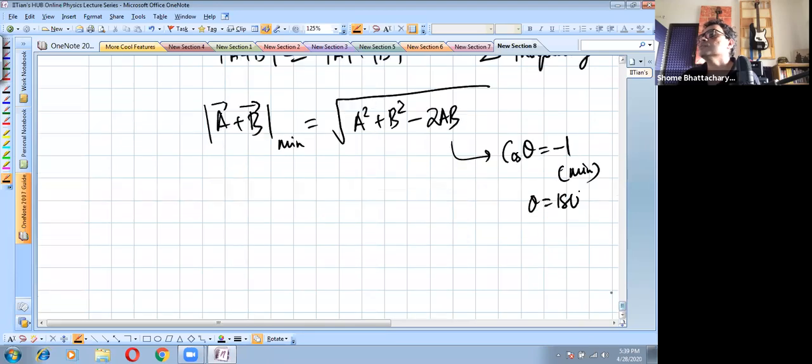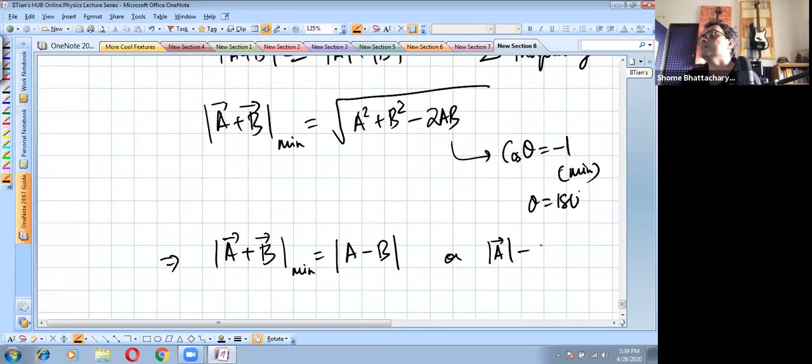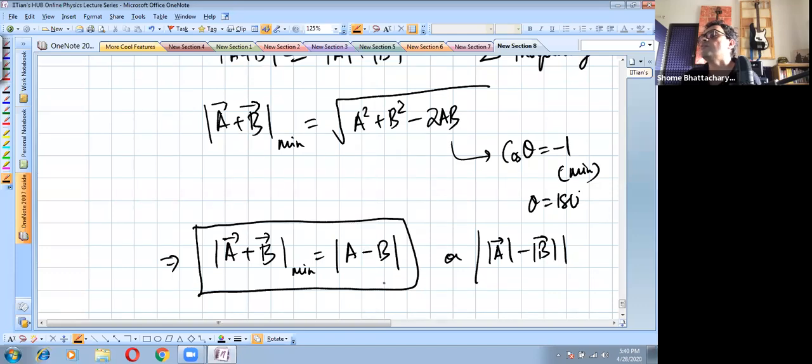So that further tells you that the minimum magnitude of A plus B cannot be less than this, no matter how we align them. So the minimum possible magnitude is nothing but A minus B, but its magnitude, because B can be greater than A, or better stated, it is the difference of mod A and mod B. So this is the minimum possible value, and this minimum possible value occurs for theta equal to 180 degrees, or what we call anti-parallel vectors.